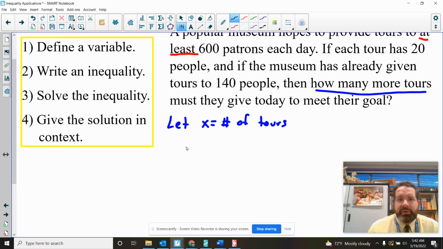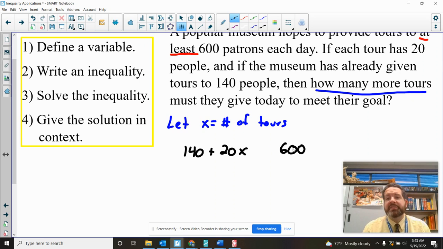We've already given tours to 140 people. We're going to add to that 20 people per tour. So if there's one tour, that's 20 people. Two tours is 2 times 20, so 40 people. 3 tours is 3 times 20, so 60 people. So in general, I'm taking the number of tours times 20. That gets added to the 140. And I want this to be at least 600. So more than 600 is okay, or equal to 600 is okay.